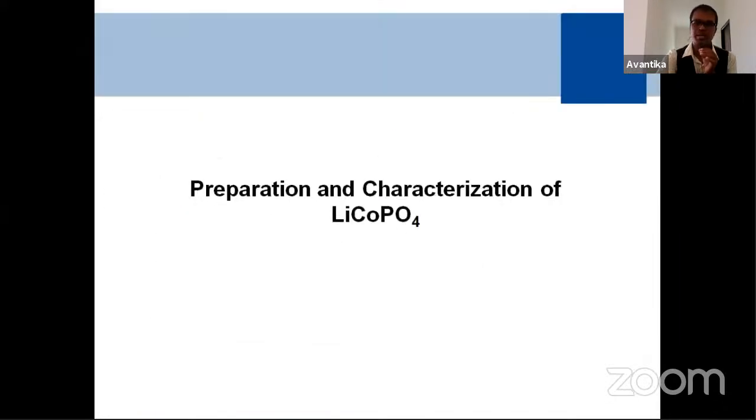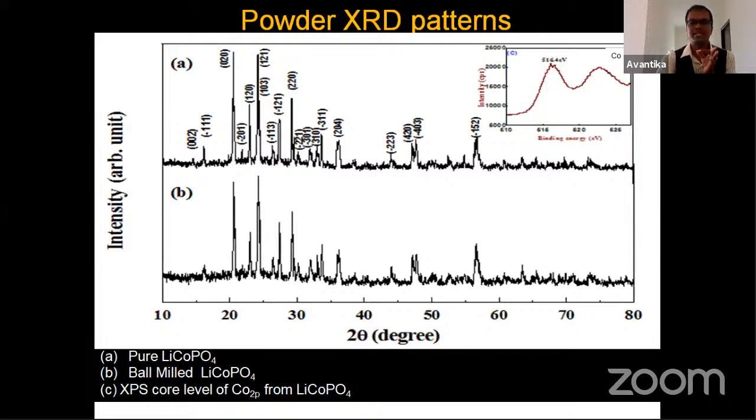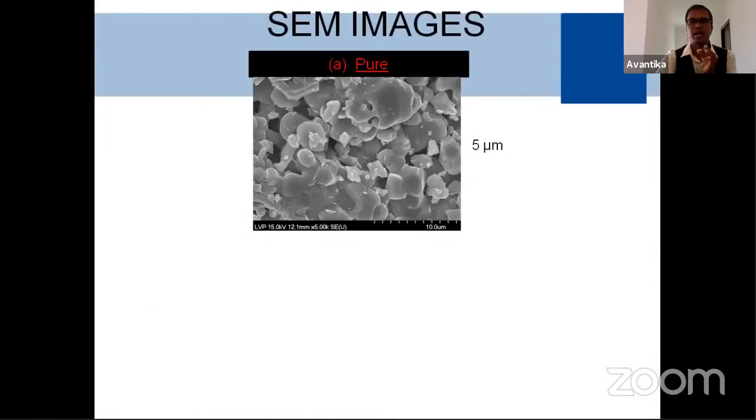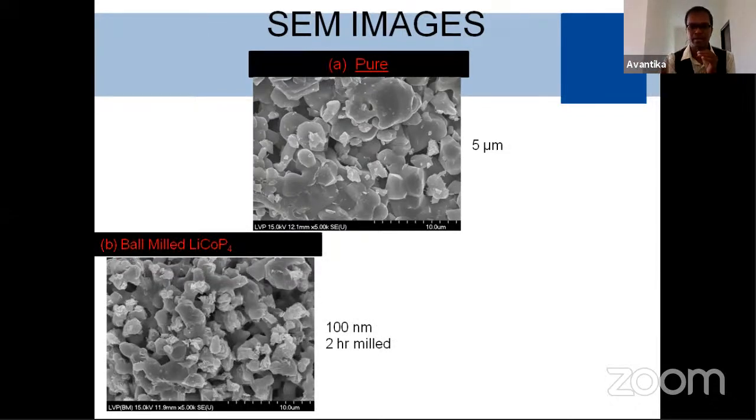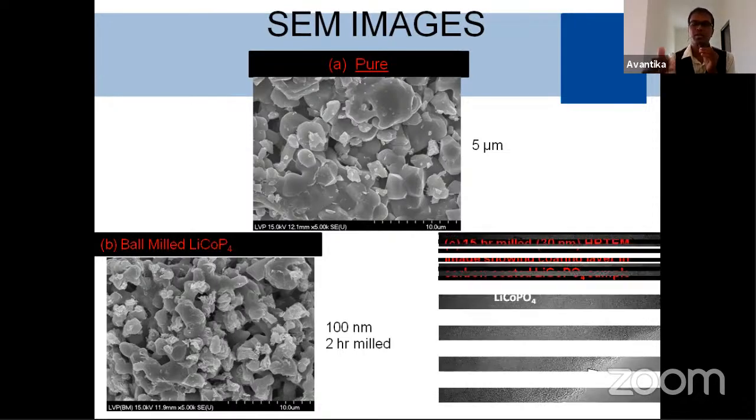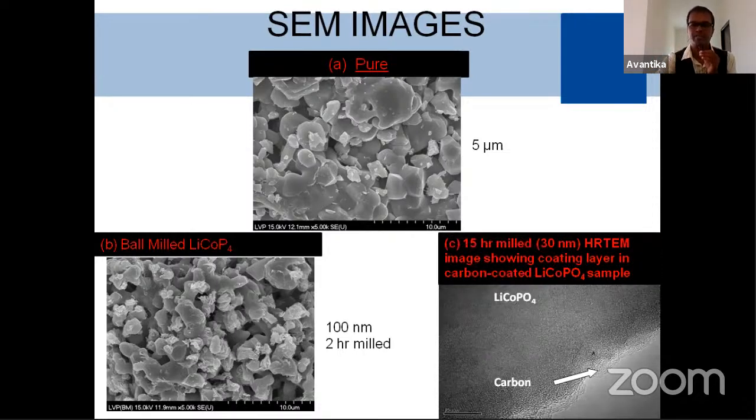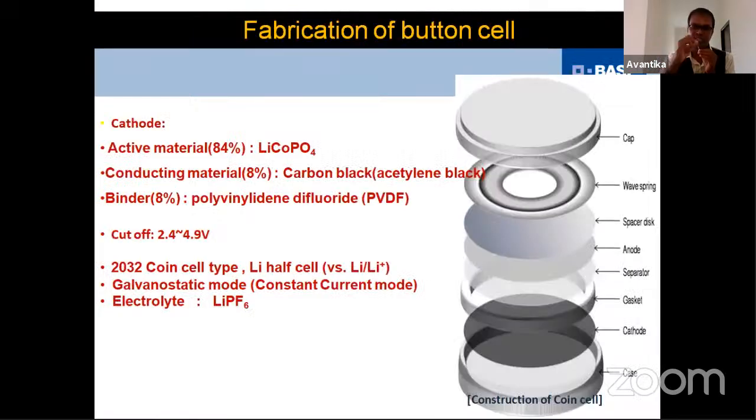This is another example, lithium cobalt phosphate. Here also the XRD has confirmed there is no other impurity phase. And this is another method. The first one I already showed was only adding carbon. Here the idea is to reduce the particle size, from 5 micron to 100 nanometer, by using ball milling. So here you can see the advantage of reducing the particle size.